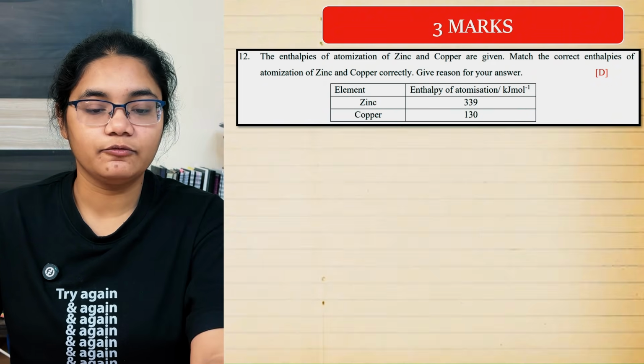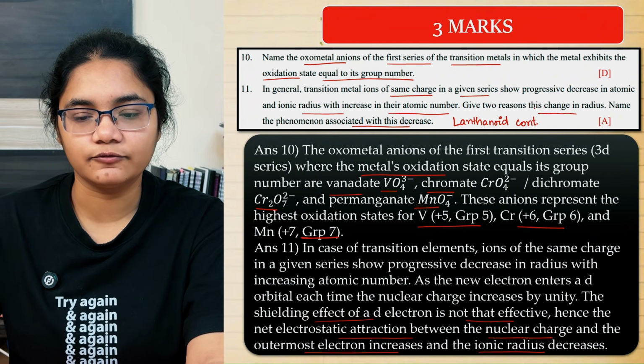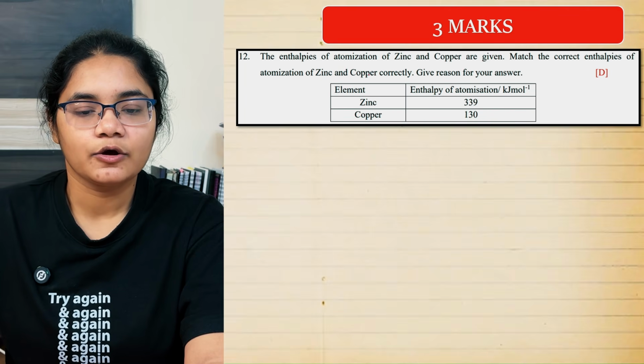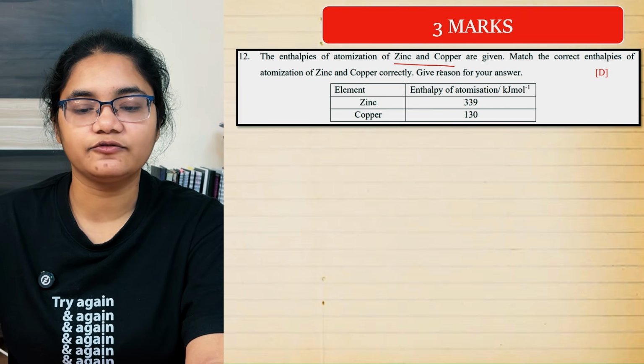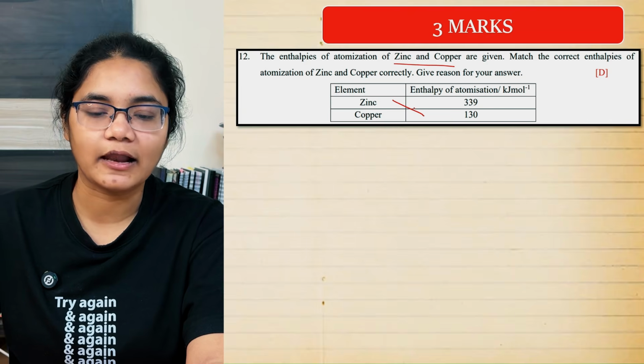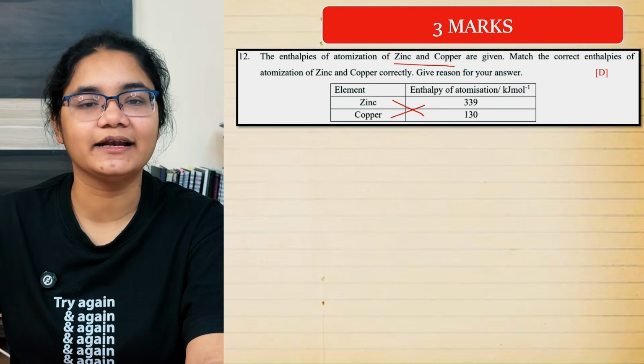Okay, moving to the next one. Question number 12. The enthalpies of atomization of zinc and copper are given. Match the correct enthalpies of atomization. So zinc has a very low enthalpy of atomization and copper has slightly higher than zinc.